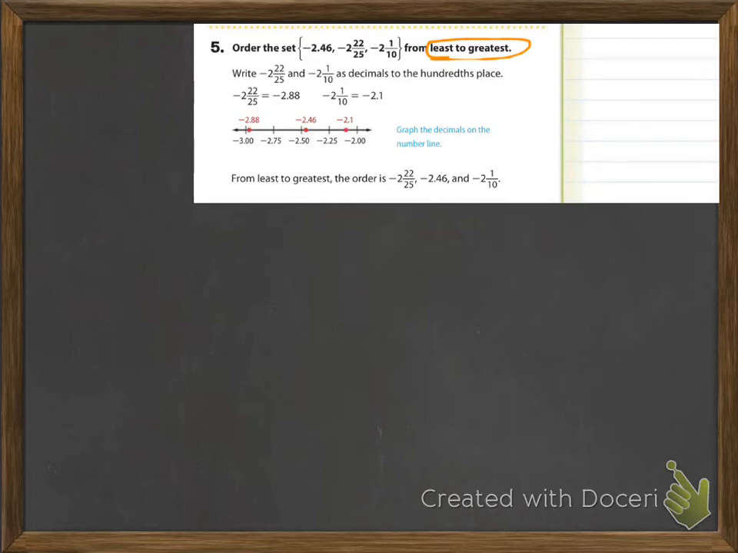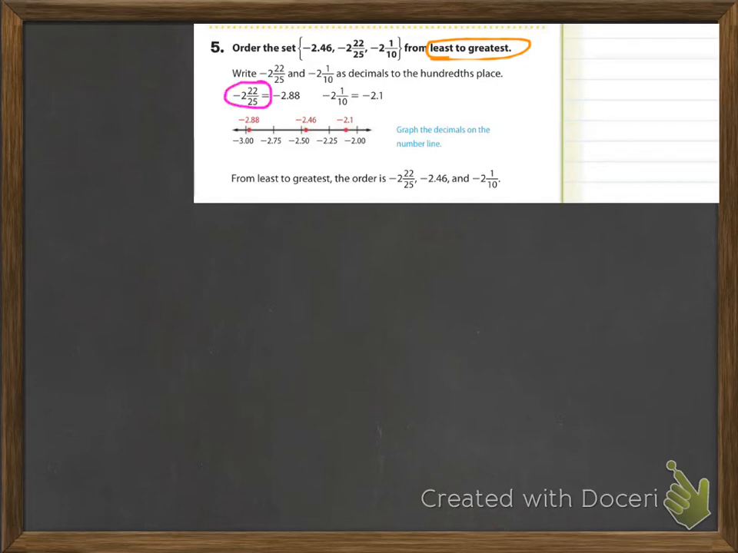So now you have: write negative 2 22/25 and negative 2 1/10 as decimals to the hundredths place. You can see that they've done that work there for you. And the way that they did this one, I'm just going to go ahead and do it for you as well so that you can get a refresher in this.